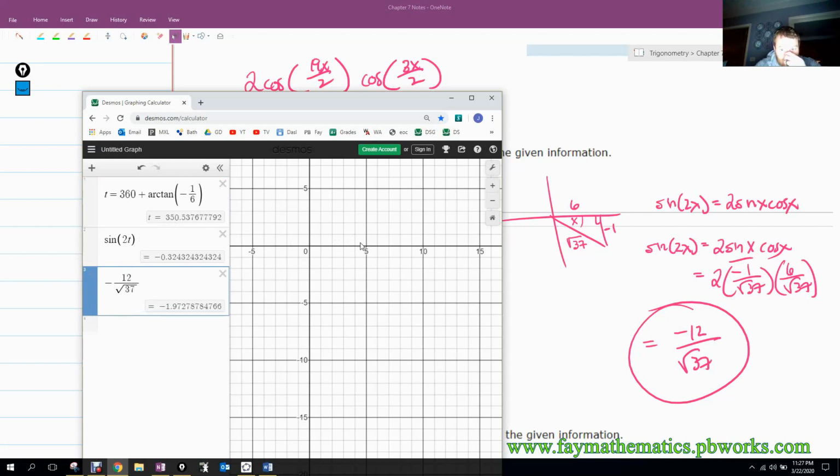T, square that, add them together. So 36, 1, 37, square root 37. Sine is opposite over hypotenuse. Cosine is adjacent over hypotenuse. Multiply those together. So negative.